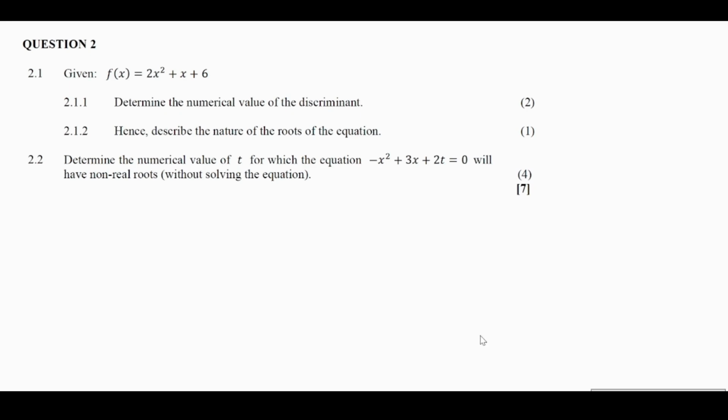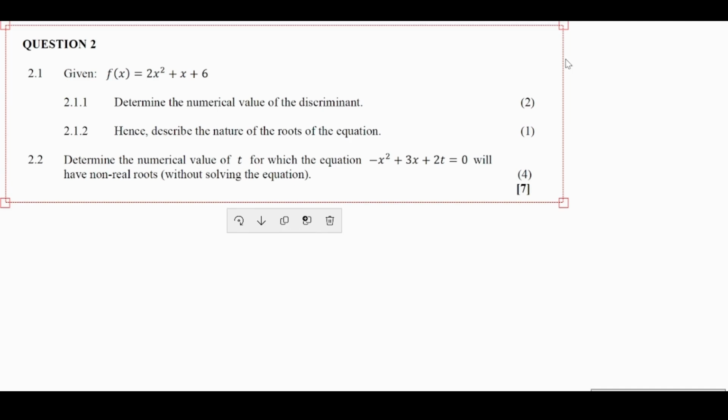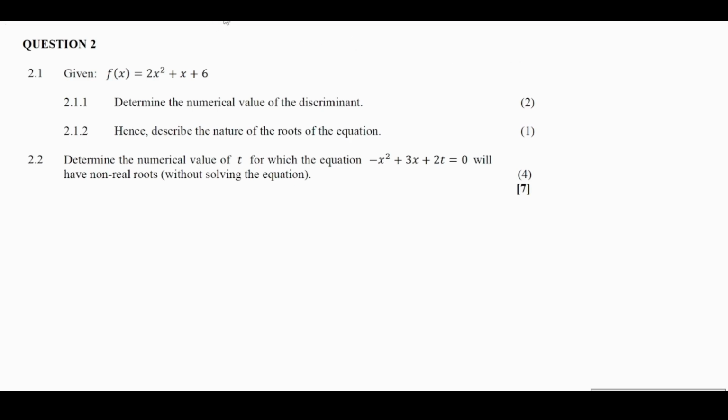We are continuing with answering our junior examination question paper 1. Question number 2. They say that given f of x is equal to 2x plus 6, determine the numerical value of the discriminant. Okay, let's see.